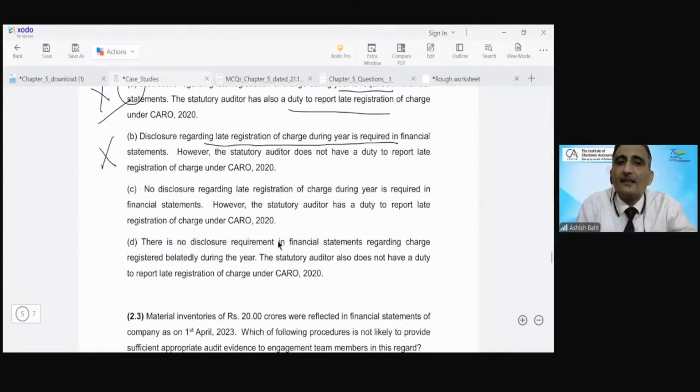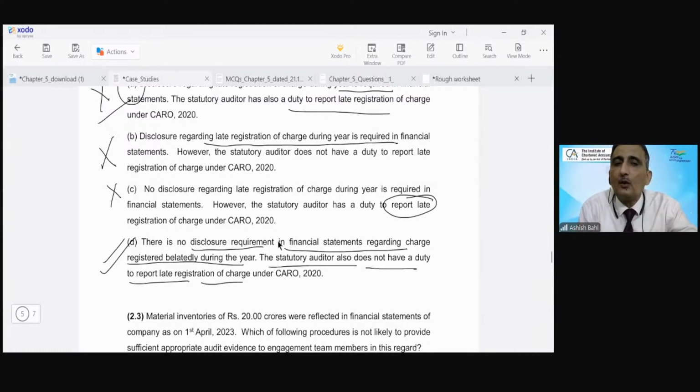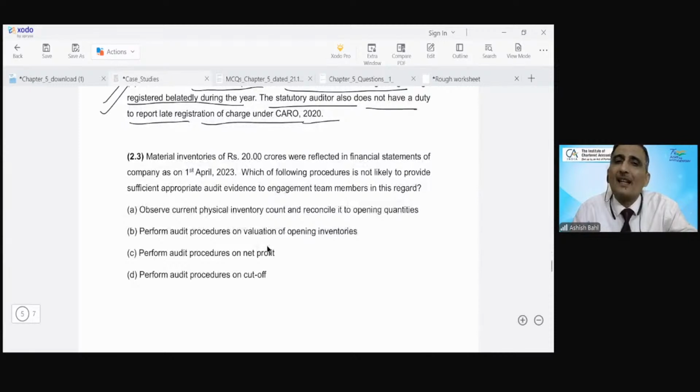And this C option is also wrong because it is written here that in CARO 2020 there is auditor's duty. D option is right. There is no disclosure requirement in financial statements regarding charge registered belatedly during the year, and the statutory auditor also doesn't have duty to report late registration of charge under CARO 2020. Okay. Now question number 3.